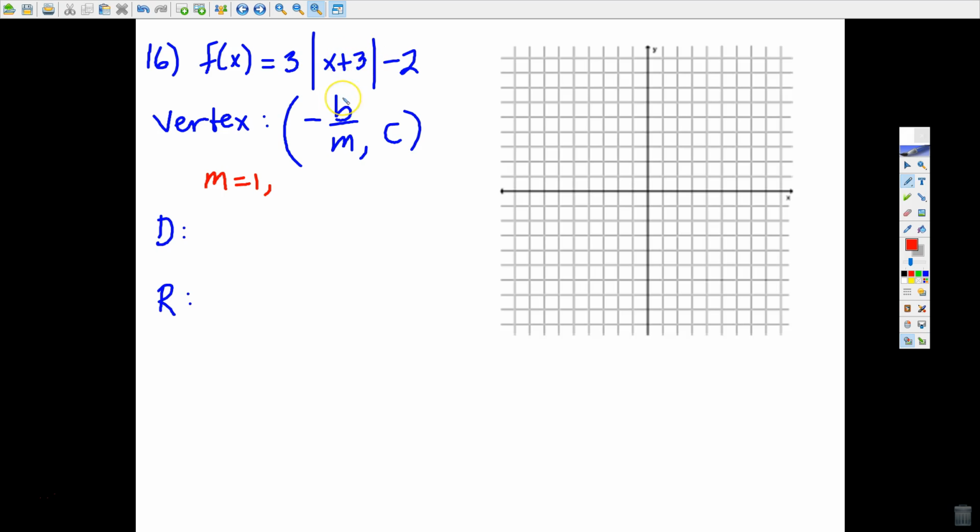If there isn't another number being added or subtracted, B is 0. And C will always be the number outside of the absolute value walls. If there isn't one showing, just assume that it's 0. So when we put all this together, the opposite of B over M, that's negative 3. The opposite of 3 over 1. And C is negative 2. So that becomes my starting point. Negative 3, negative 2.